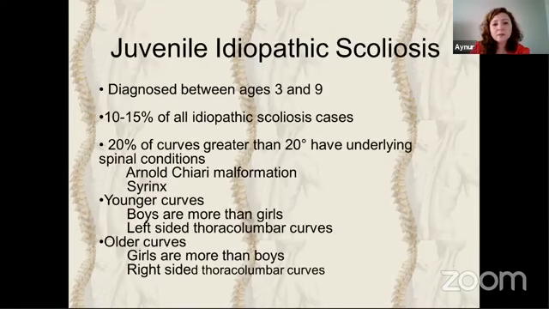Juvenile idiopathic scoliosis is diagnosed between 3 and 9 years, and makes up 10 to 15% of all idiopathic scoliosis cases. 20% of girls greater than 20 have underlying spinal conditions like Arnold-Chiari malformation or Scheuermann's deformity. Younger and older children have different specialties. For example, boys are more than girls, and left-sided thoracolumbar curves are in younger children. Girls are more than boys, and right-sided thoracolumbar curves are more common in older children.